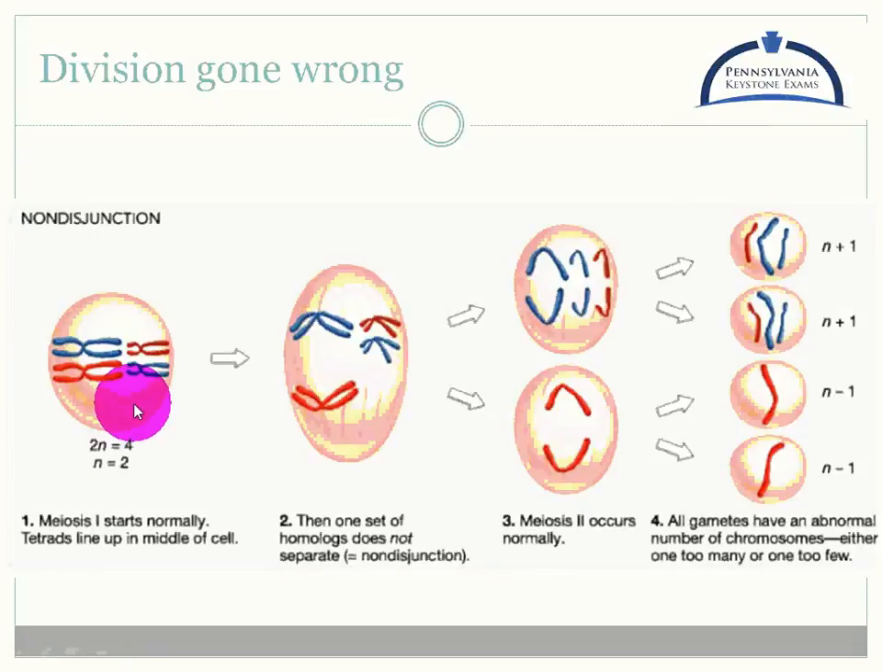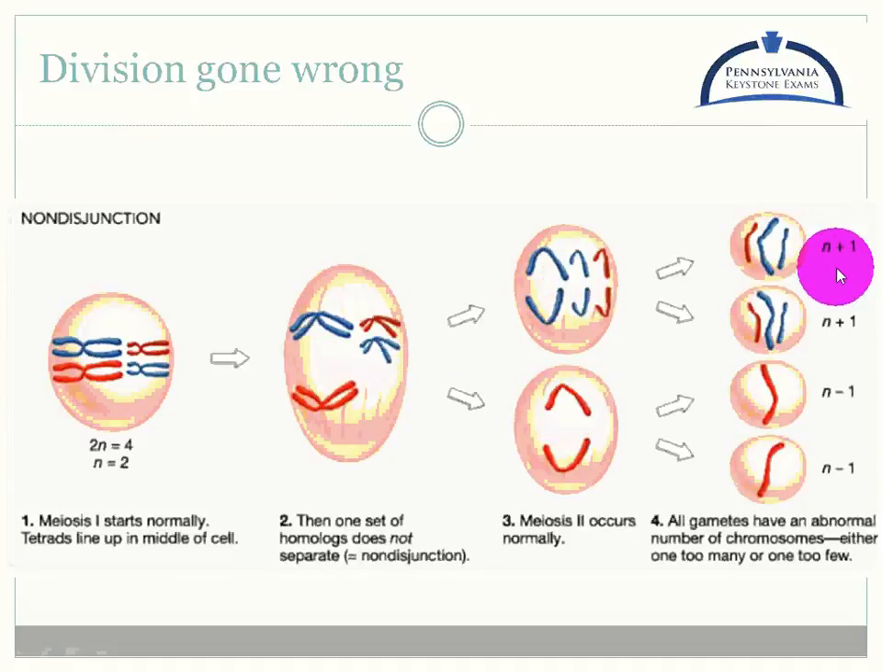However, even though this process seems pretty awesome, and it is, it can go wrong. And the biggest way it can go wrong is in non-disjunction. What happens is, again, you're supposed to line up in the middle of the cell in metaphase, but instead of pulling those two up and those two down, sometimes these homologous chromosomes don't separate, if this were to happen in meiosis 1.